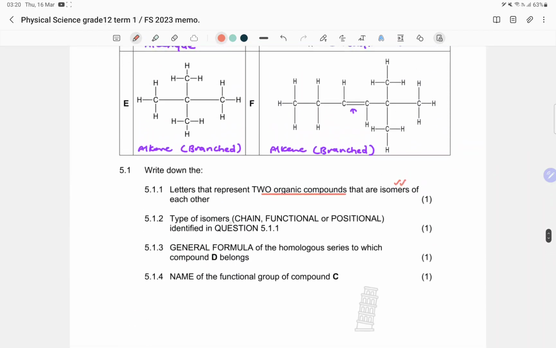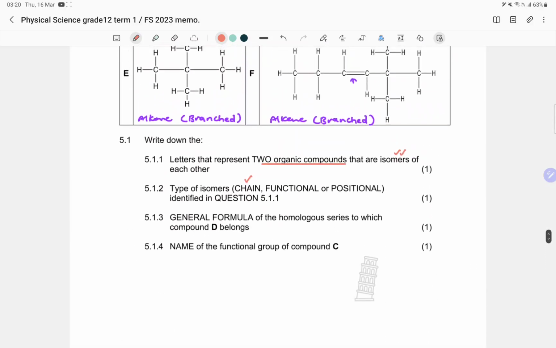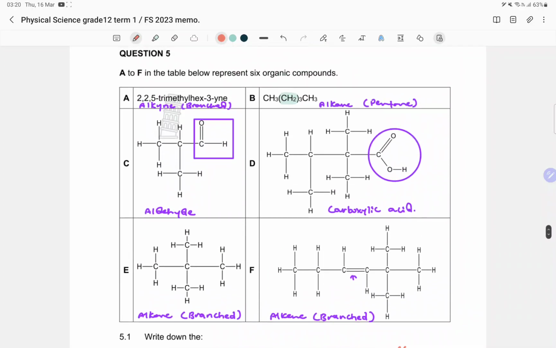5.1.2 says type of isomers. We've already identified that these are going to be chain because they belong to the same homologous series. So these ones are chain isomers. Great stuff. 5.1.3, what do they want? The general formula of the homologous series to which D belongs. What is that? Carboxylic acids.